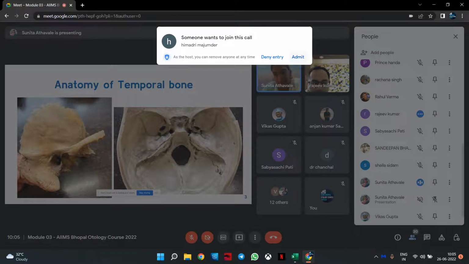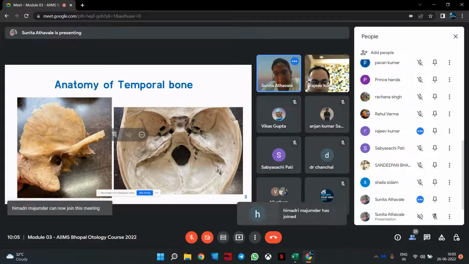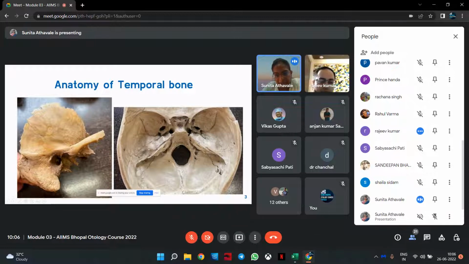And as we move laterally, there's a bulging over there, an eminence called arcuate eminence, which is formed by superior semicircular canal. And if we move lateral to it, there's a flat sloping bone which is called tegmen tympani. We all know that this tegmen tympani forms the roof of middle ear cavity.